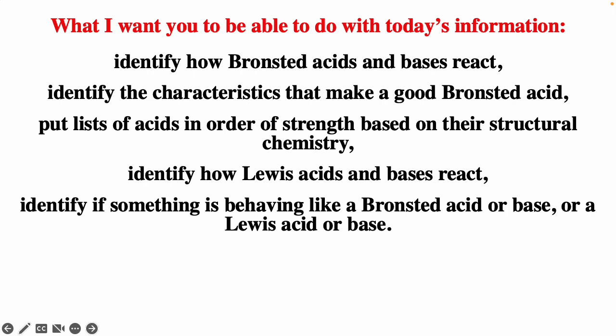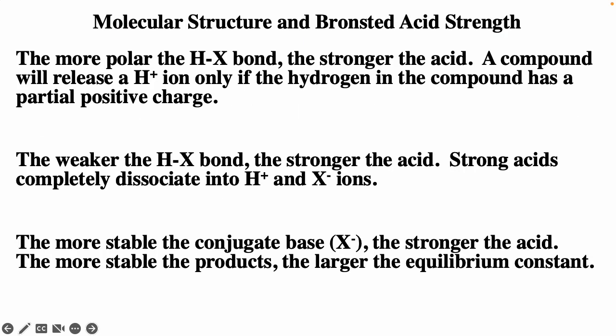After watching this video, you should be able to identify how Bronsted acids and bases react. You should be able to identify the characteristics that make a good Bronsted acid. You should be able to put a list of acids in order of increasing strength based on their structural chemistry. You should be able to identify how Lewis acids and bases react. And you should be able to identify if something is behaving like a Bronsted acid, Lewis acid, Bronsted base, or Lewis base. And so the strength of a Bronsted acid comes down to three things.